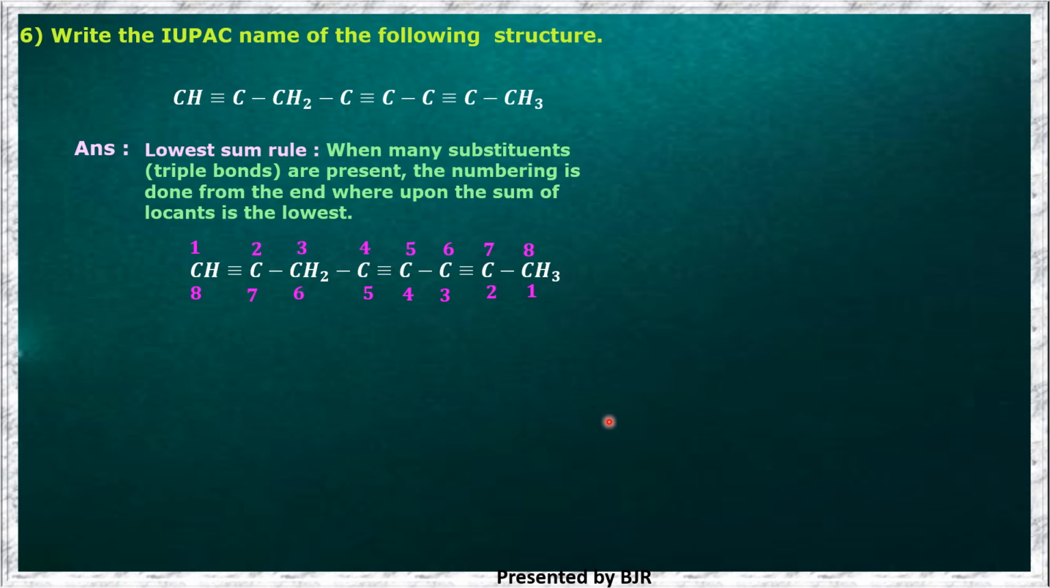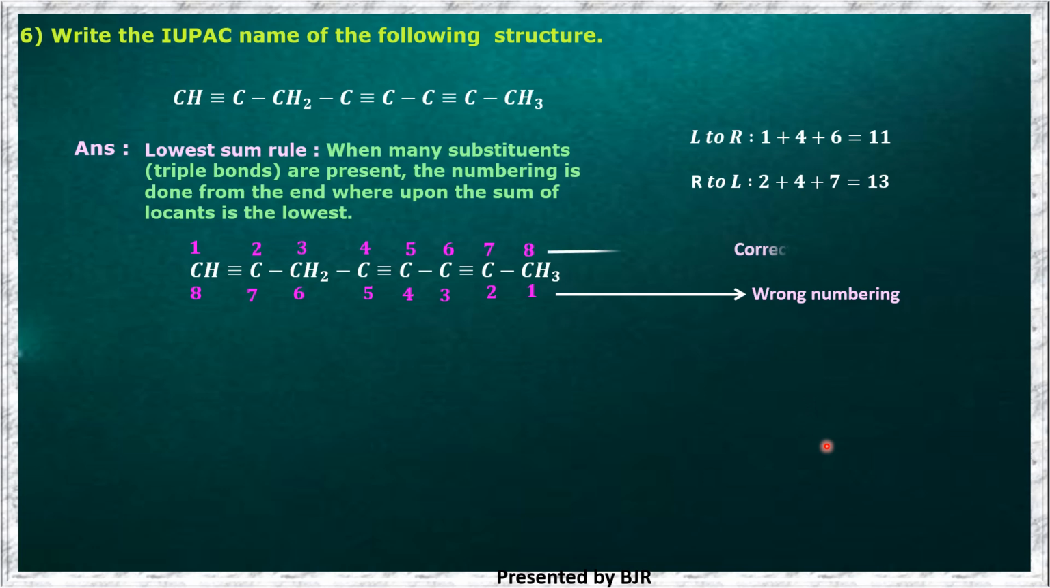Now let us sum up the locants. From left to right, 1 plus 4 plus 6 is equal to 11. From right to left, 2 plus 4 plus 7, we get 13. So numbering from left to right is the correct numbering, because the sum of locants is least in this case. Wrong numbering, correct numbering.